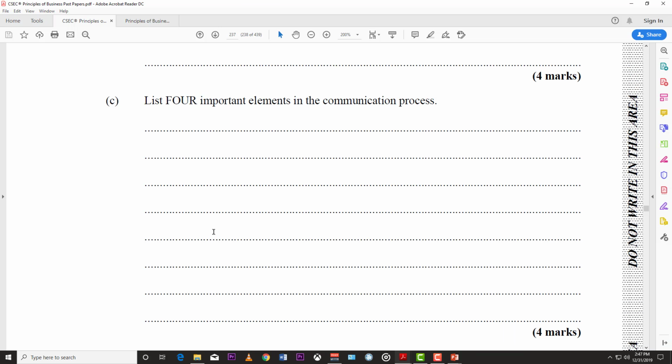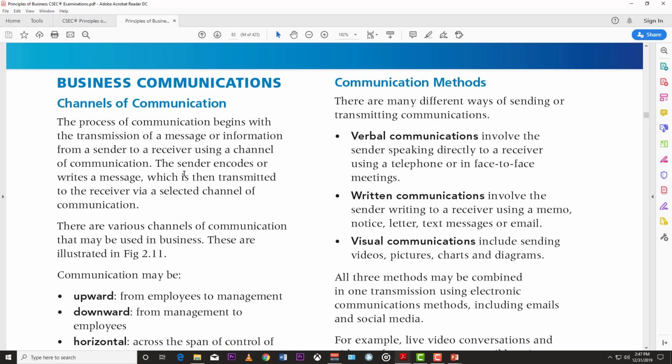Alright, so Part C asks, list 4 important elements in the communication process. And of course, you need to know that there are different ways of communicating. You have the 2-way, you have 1-way. But elements, you can get them from the textbook. First, you have, of course, the sender. That's one element. That's the sender.